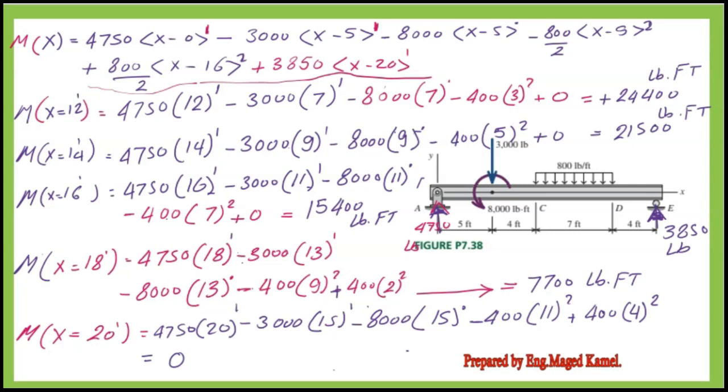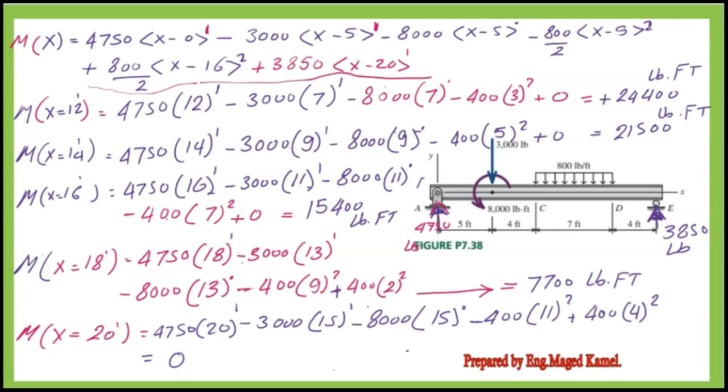For point x equal to 14, the moment value will be 4,750 by 14 minus 3,000 by 9 minus 8,000 multiplied by 9 raised to the power of 0 minus 400 multiplied by 5 raised to the power of 2 equals 21,500 pound-foot.